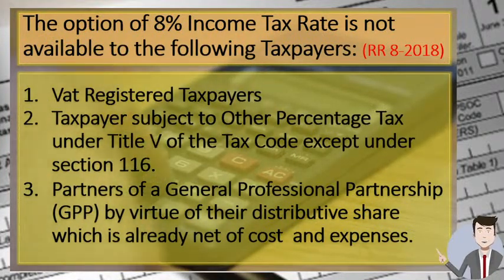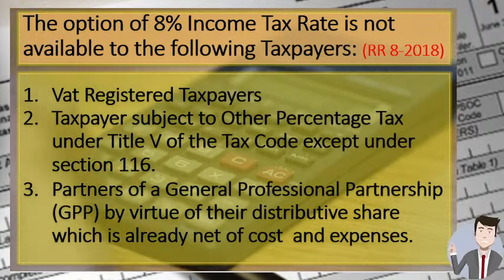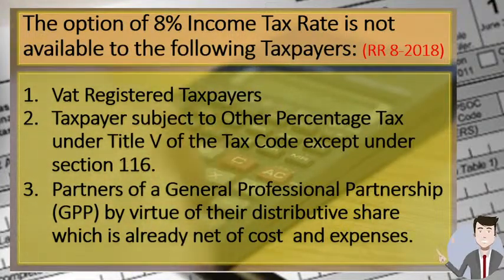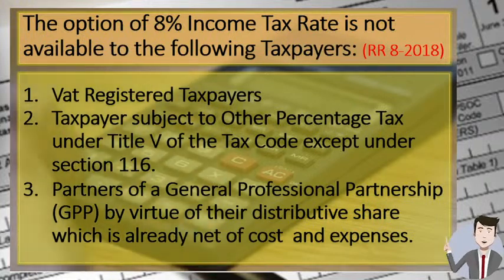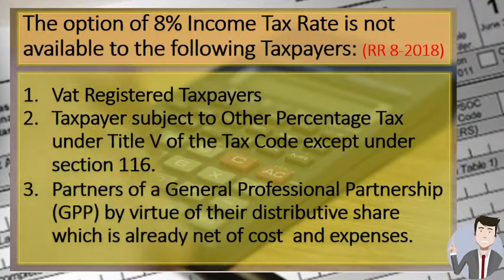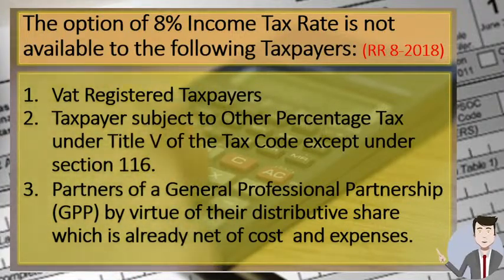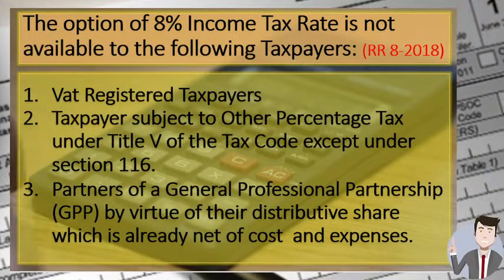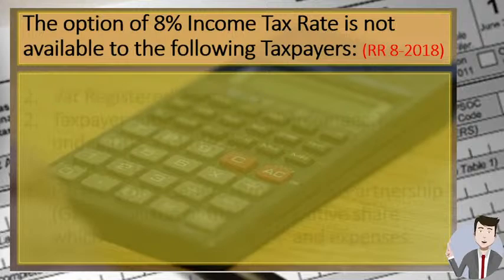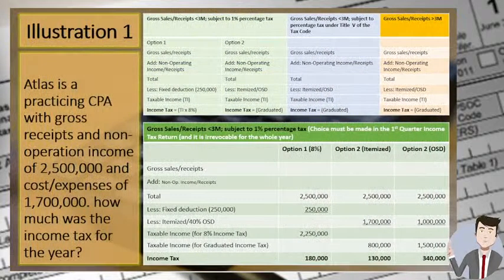the practicing professional can select the 8% income tax rate, because the only question there is double claiming of expenses. If the share of the professional or practicing partners in the GPP is already net of expenses, then they can still use the 8% income tax rate. And take note, when you are using the 8% income tax rate, you will be eligible for claiming the 250,000 fixed deduction. Remember, we just discussed that. So that is already a double deduction. So that is very disadvantageous to the government.